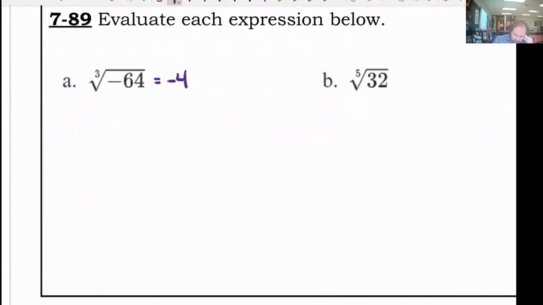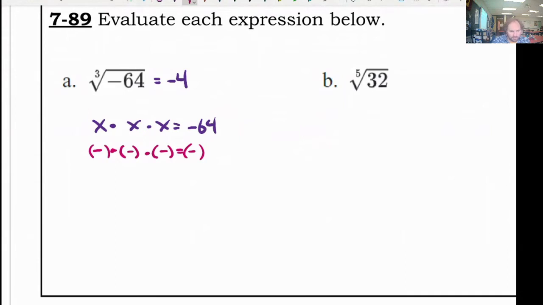What you're looking for is what number times itself 3 times is negative 64. You know it's got to be negative because a negative times another negative will give you a negative answer. And then the number itself, we actually did this twice during class today. It's 4. 4 times 4 times 4 is 64. So it's got to be negative 4.